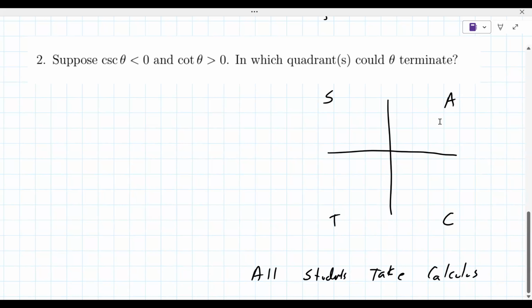ASTC. So here's what it means. It means that all are positive in the first quadrant. So what do I mean by all? Sine and cosine are positive, which means that tangent is positive, because sine is the reciprocal of cosecant, and cosine is the reciprocal of secant. Tangent and cotangent are reciprocals. They're all positive in that quadrant. That's what the A means, all positive. And you already knew that probably, but that's what it stands for.